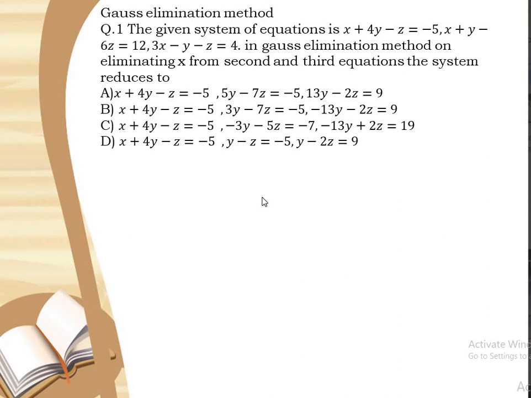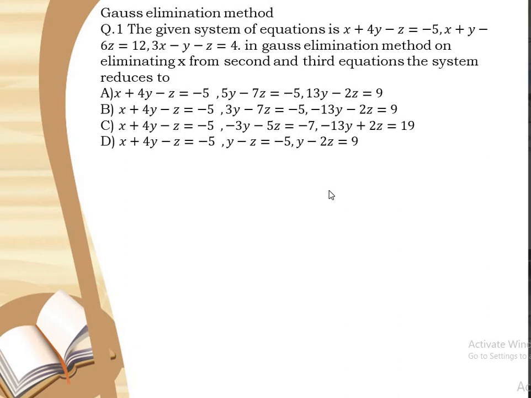By Gauss elimination method, the given system of equations is x plus 4y minus z equal to minus 5, x plus y minus 6z equal to 12, 3x minus y minus z equal to 4. In Gauss elimination method, on eliminating x from the second and third equation, the system reduces to, and the options are: A, x plus 4y minus z equal to minus 5, 5y minus 7z equal to minus 5, 13y minus 2z equal to 9. Option B is x plus 4y minus z equal to minus 5, 3y minus 7z equal to minus 5, minus 13y minus 2z equal to 9.